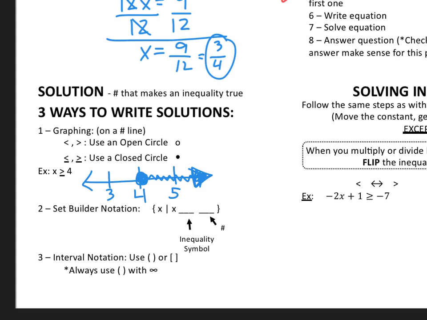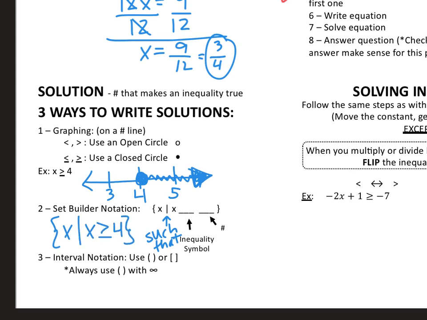You always want to start with a funky bracket, and then x, and then this line right here means such that. So you would read that out loud as such that. So x such that, and then you put in your inequality. So for our example, x is greater than or equal to 4, we would do funky bracket, x such that x is greater than or equal to 4.